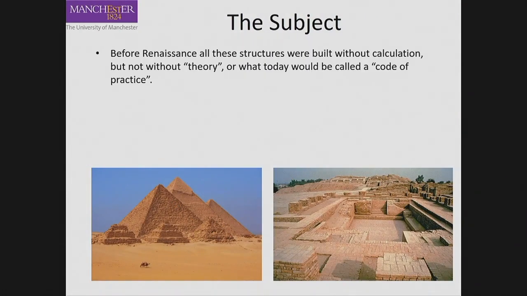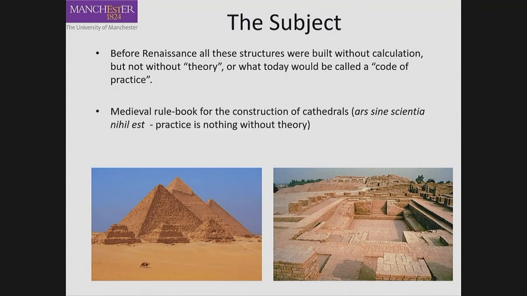So before the Renaissance, these structures were built without any so-called theory in the modern context, but they had codes of practice. And also some medieval rule books exist for these, for example, to design a cathedral. And they emphasized that practice is nothing without theory in that sense. And builders' manual books or the existence of them is mentioned from about 600 BC.